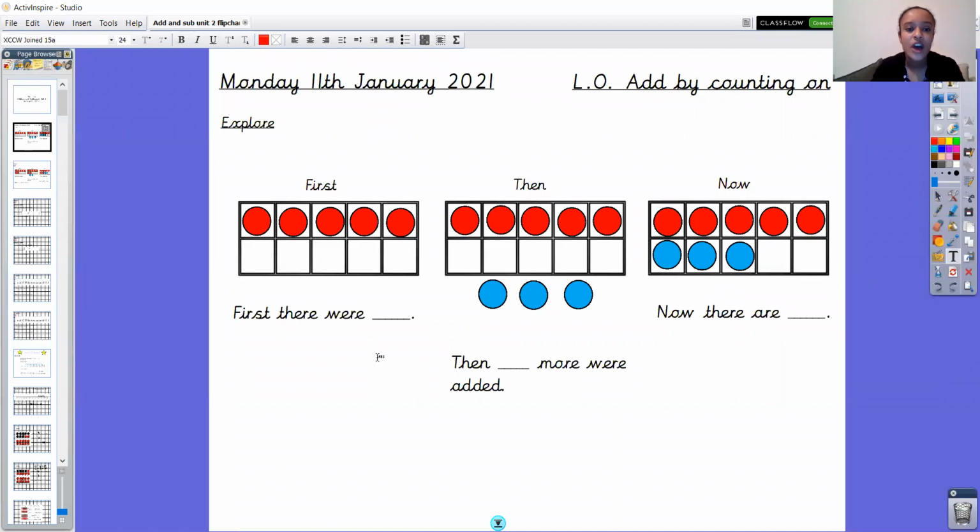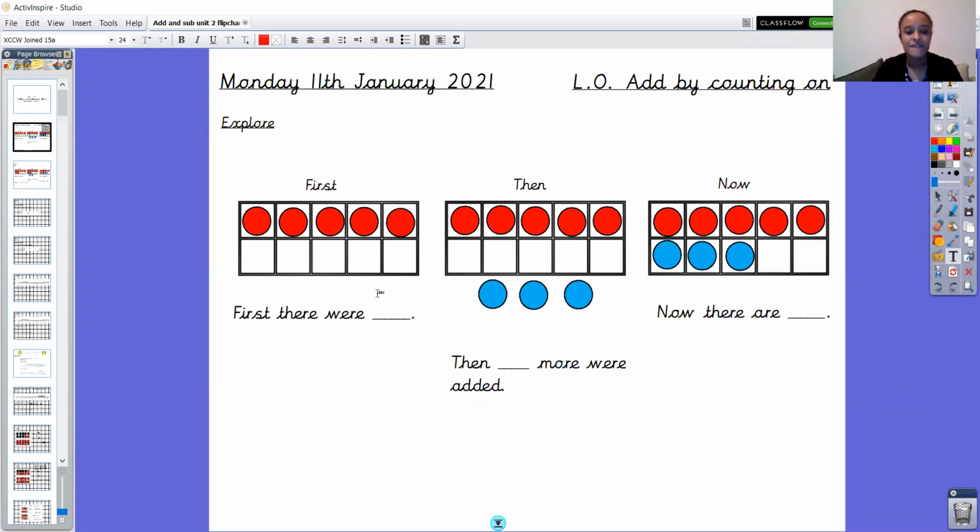Okay, so first job this morning is not to write anything down yet, but just have a chat with whoever's at home with you, or have a think on your own. What are the missing numbers in each of these 3 stem sentences? So use the tens frames to help you and see if you can think of the missing numbers. So pause the video to do that.